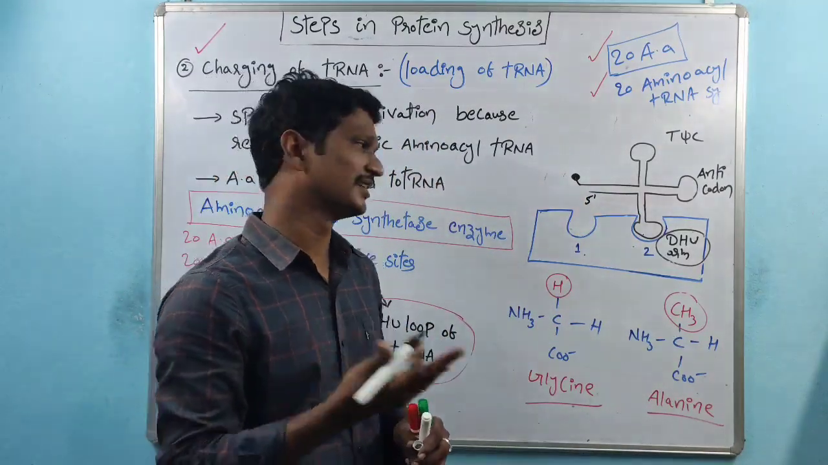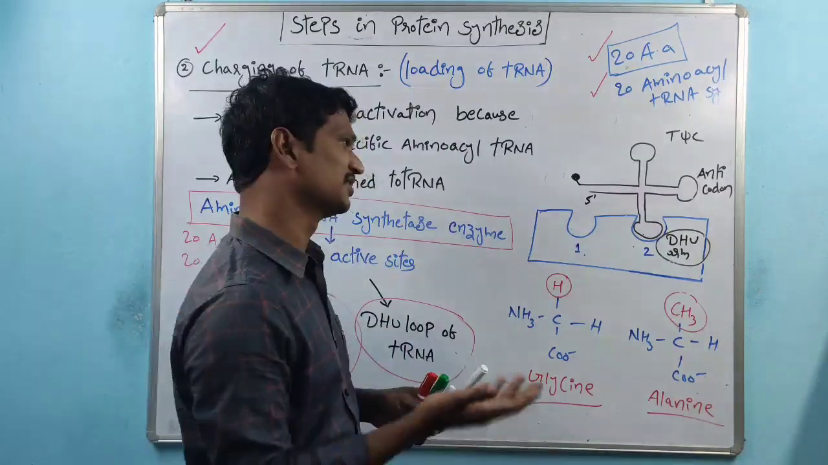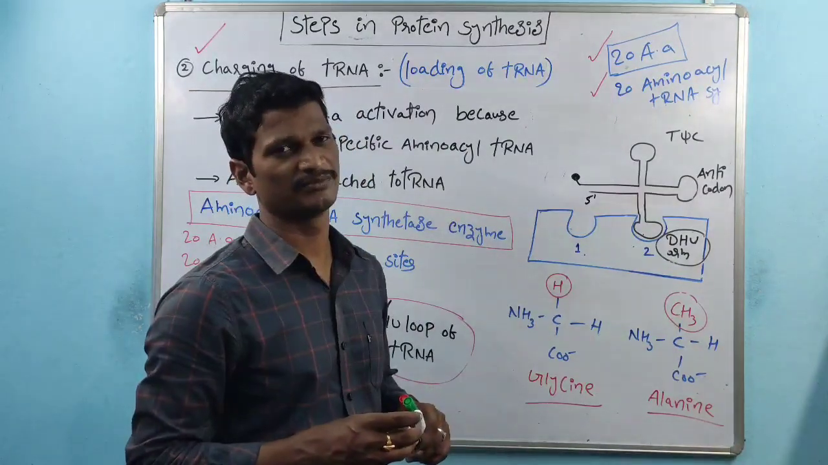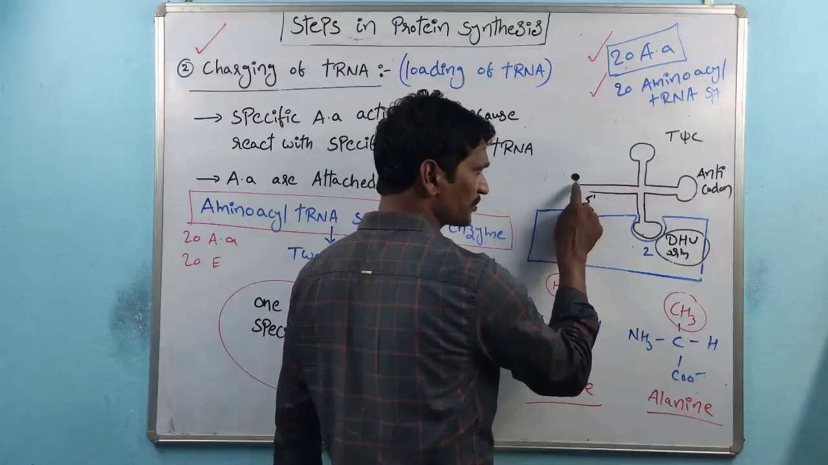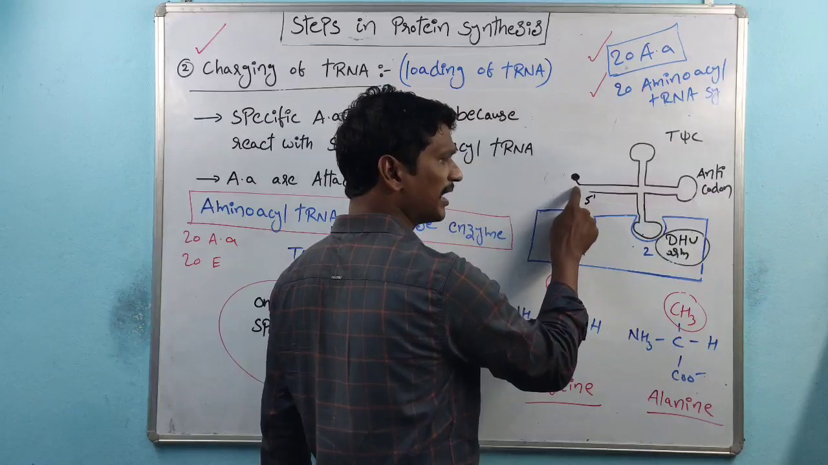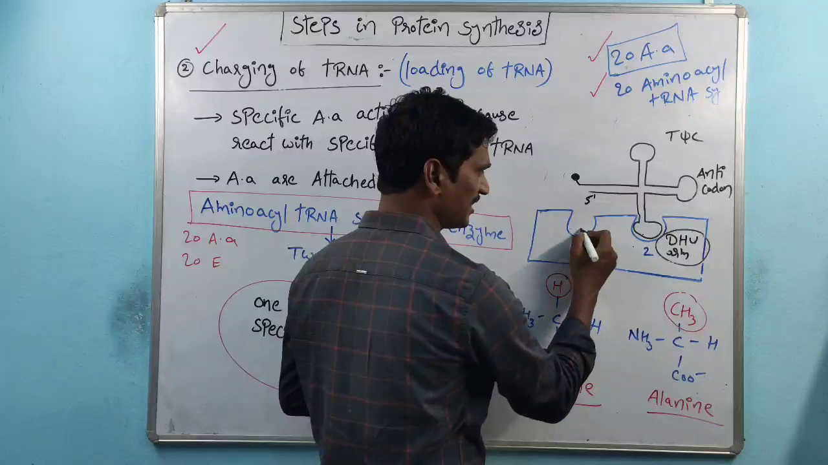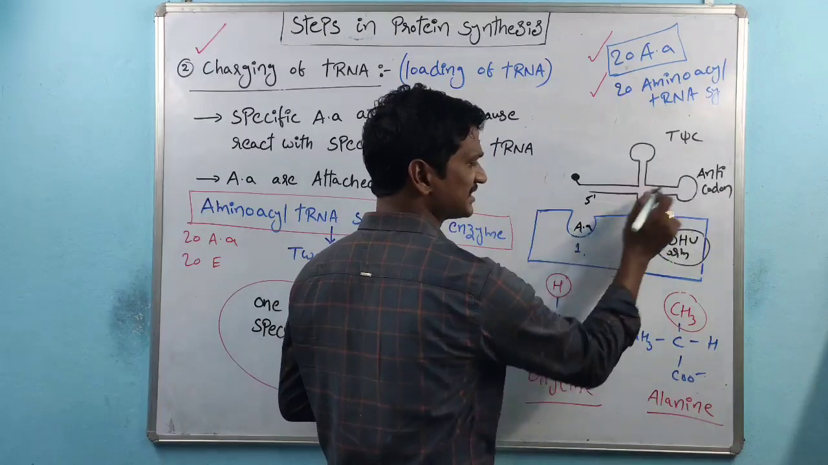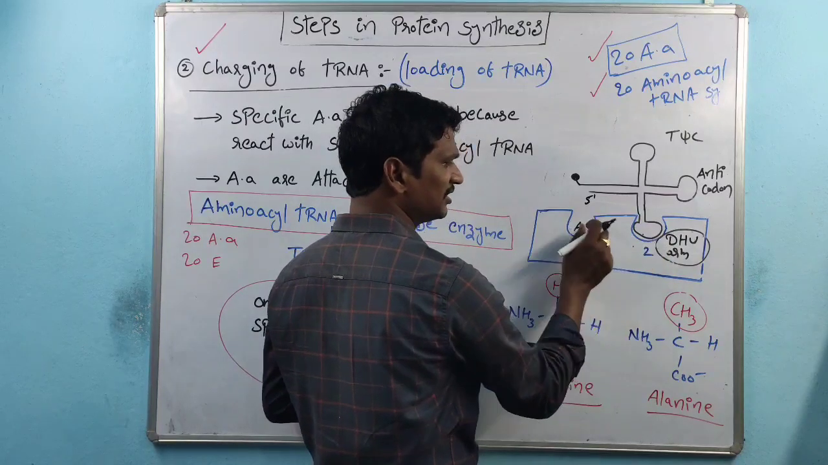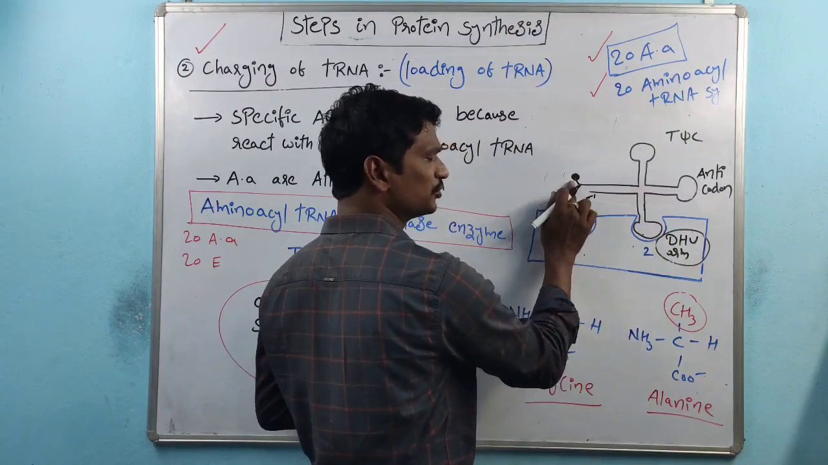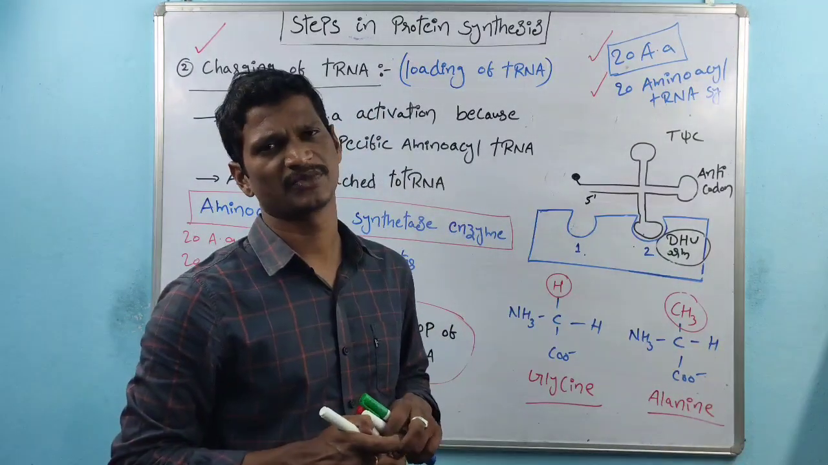Always in molecular biology, the 3' position is very important, because here a hydroxyl group is available. So the 3' hydroxyl group provides the site to bind the amino acid. Once the matching takes place, and this one is also matched, then the amino acid binds to the 3' position. That is also called the amino acid acceptor arm.